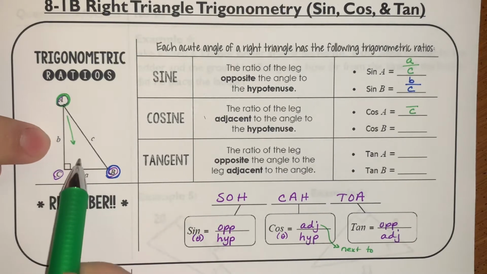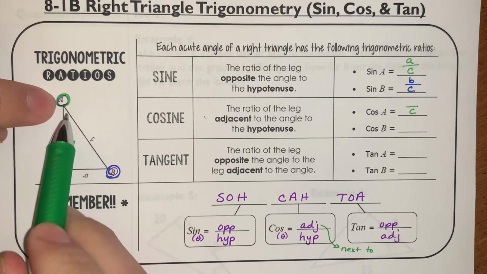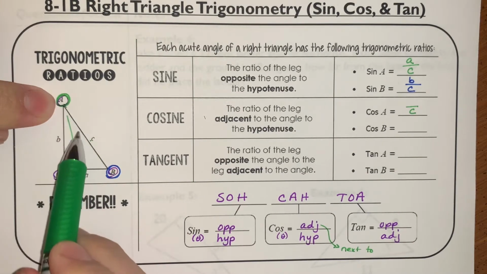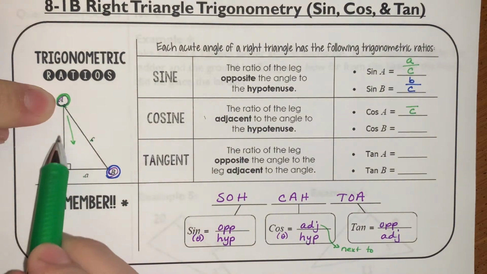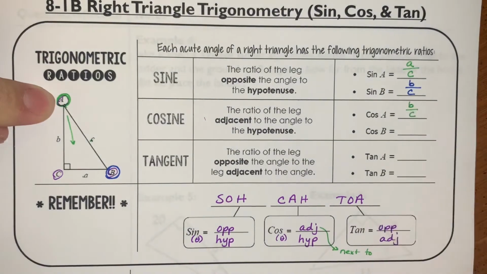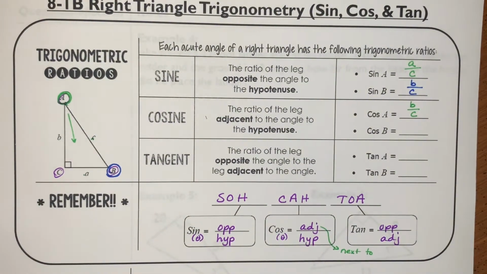But which side is adjacent? Well, here's the thing. There are two sides that are right next to angle A, right? But if we already established that this is the hypotenuse, what they're talking about for the adjacent is the other one. So it's actually B divided by C, okay?